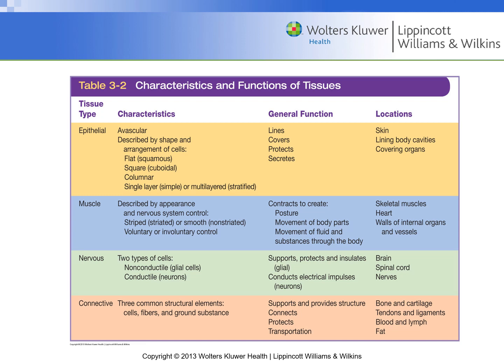Connective tissue is characterized by three common structural elements: cells, fibers, and ground substance. Its general function is to support and provide structure, connect, protect, and transport, and it is located in the bone and cartilage, tendons and ligaments, blood and lymph, and in body fat.